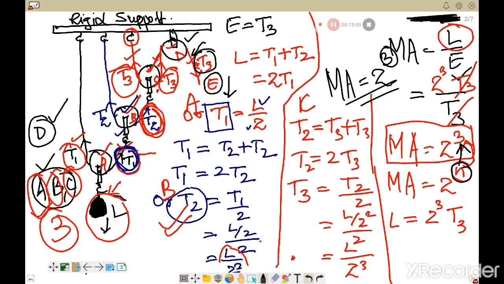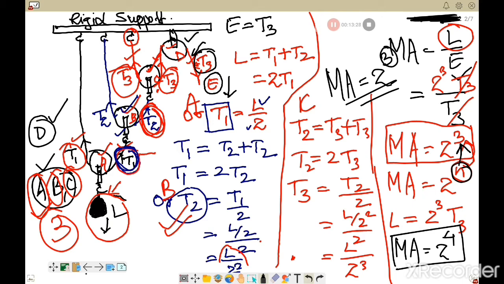Understand? So if we had 4 pulleys, we would get MA equals to 2 to the power 4. Understand? But this is applicable only when there is an ideal condition, meaning the pulleys are frictionless and weightless. All right, but that is not possible. Okay, now we got mechanical advantage.